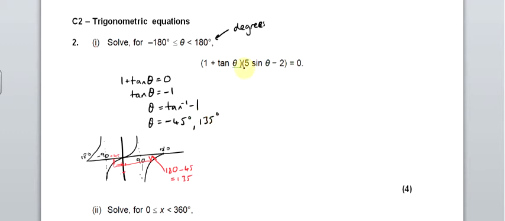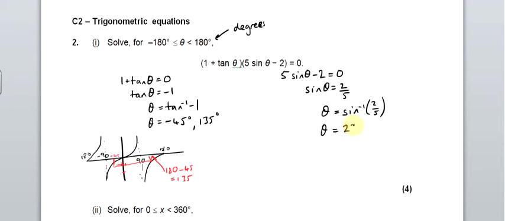Now for this one. So we've considered the first bracket being 0, now the second bracket, 5 sine theta minus 2 equals 0, which means sine theta would equal 2 divided by 5, and theta is the inverse sine of that. And if you put that into your calculator, then theta will come out to be 23.58 degrees. And now we've got to check that there aren't any more of these ones.